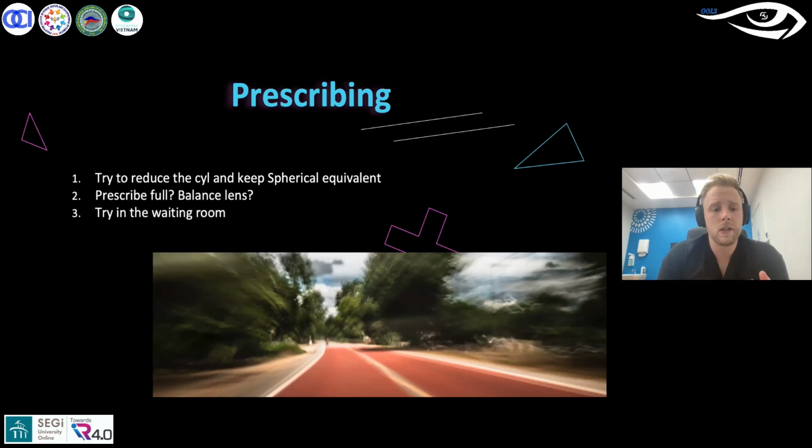The best possible vision, but the best possible comfortable vision as well. So if we do have to reduce the cylinder a little bit, or if that does mean a balanced lens, if there's very, very asymmetric prescriptions, do that. Let the patient sit in the waiting room, let them have a look at their phone, go for a walk, and try out the prescription as well.